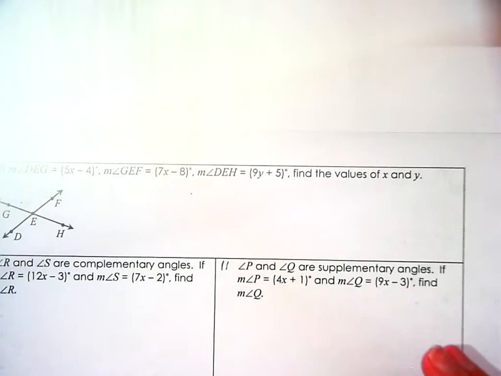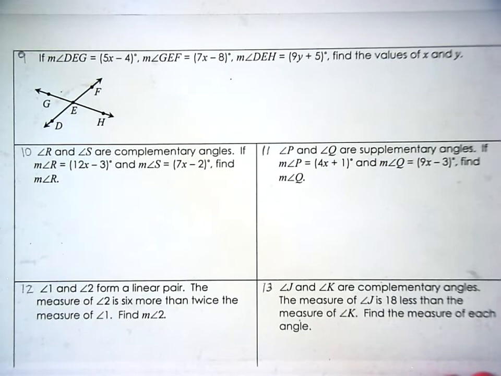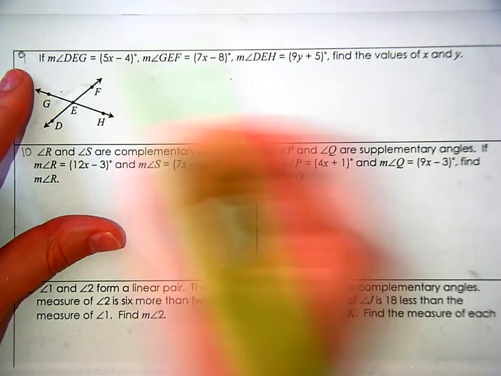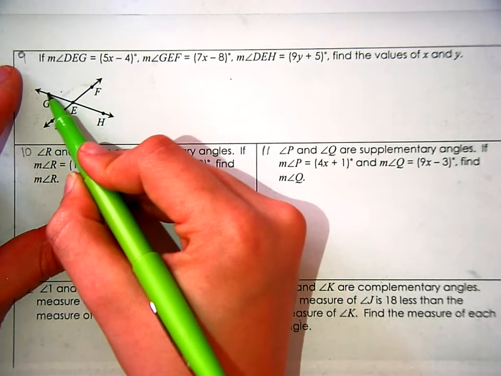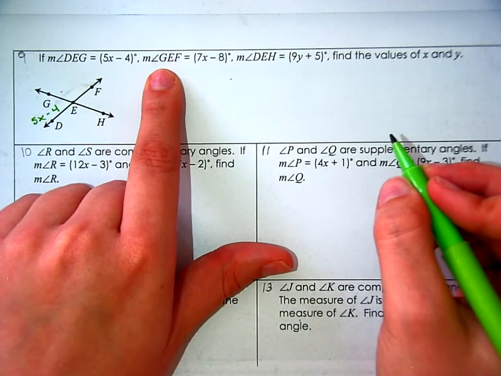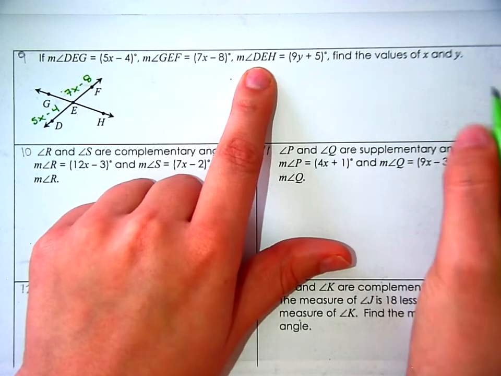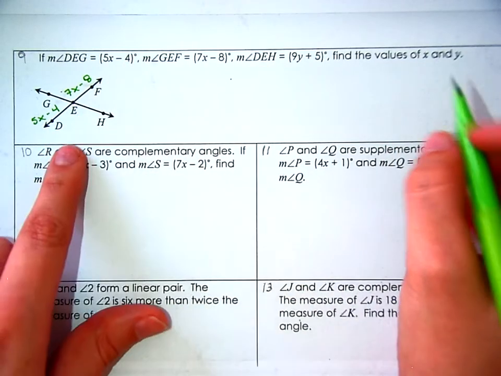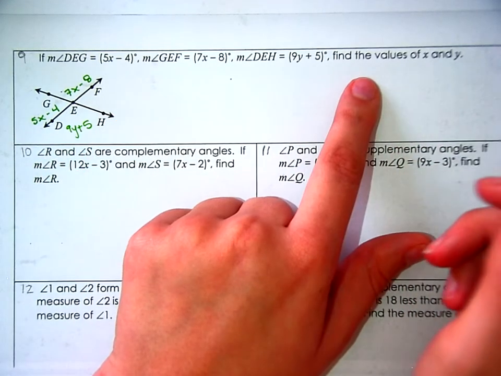The last page we have for 19.1, or this module, is this page right here, and these are just a couple of word problems, taking it one step further. So we've got this first problem. It says the measure of DEG, and I'm going to label as I go, DEG is 5x minus 4. GEF is 7x minus 8. DEH is 9y plus 5. And they want the values of x and y.